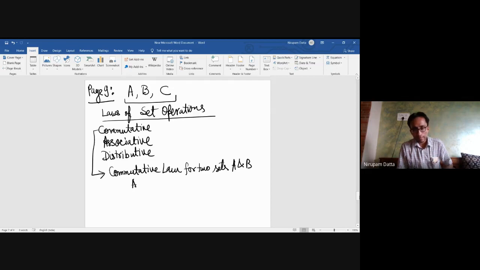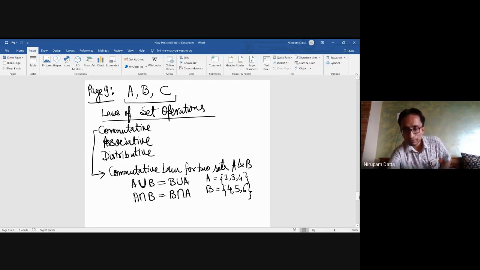So whenever we write A union B, it also means B union A. Similarly, whenever we write A intersection B, it also means B intersection A. So let us take an example. A equal to 2, 3, 4. B equal to 4, 5, 6.